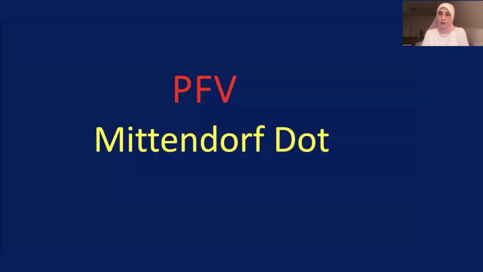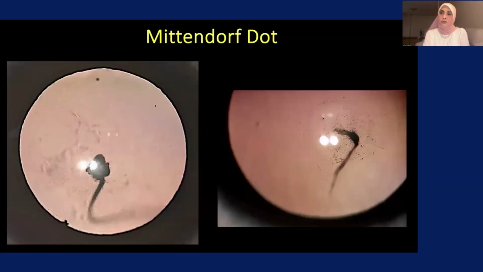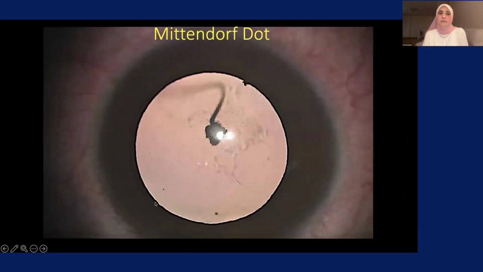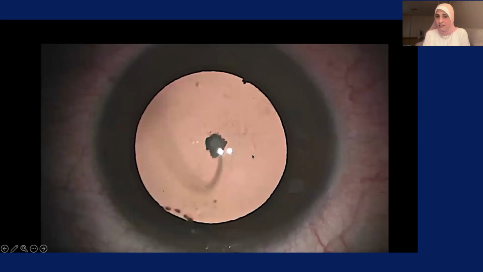The second type of persistent fetal vasculature is the Mittendorf dot. It is the anterior part of the hyaloid artery inserting to the back surface of the lens, only the anterior part of the hyaloid artery. In these cases, usually they don't affect the vision, and they are just related to the posterior pole of the lens.